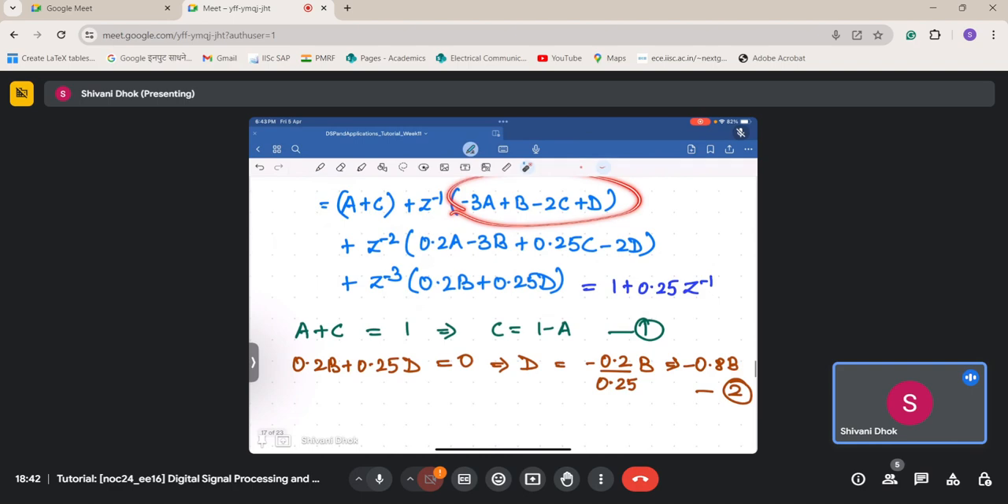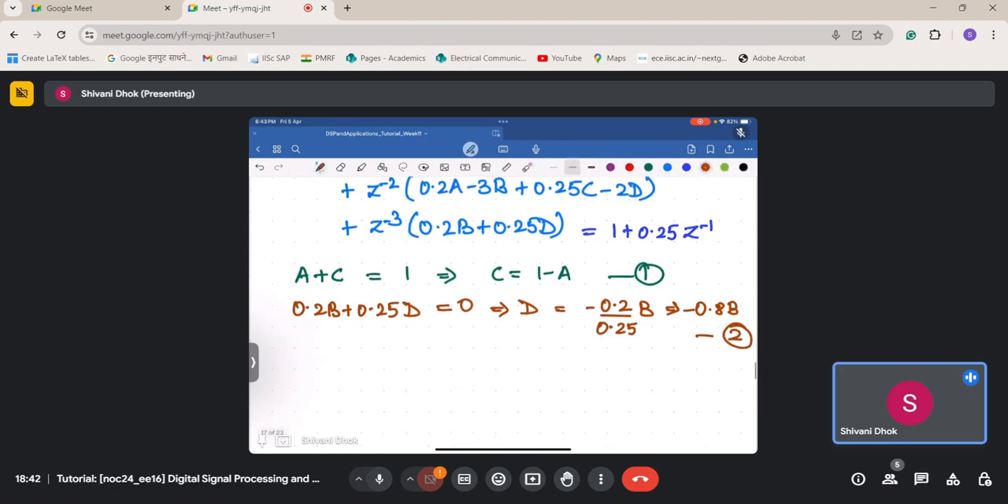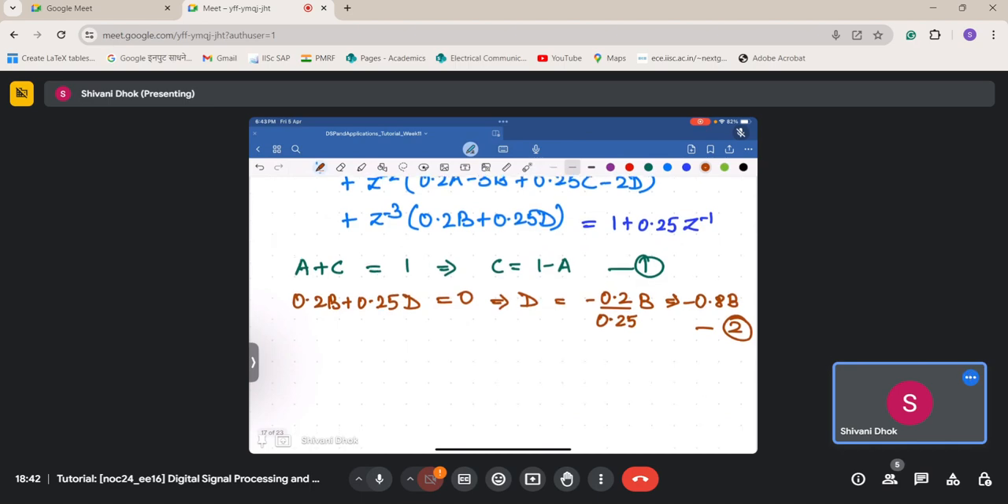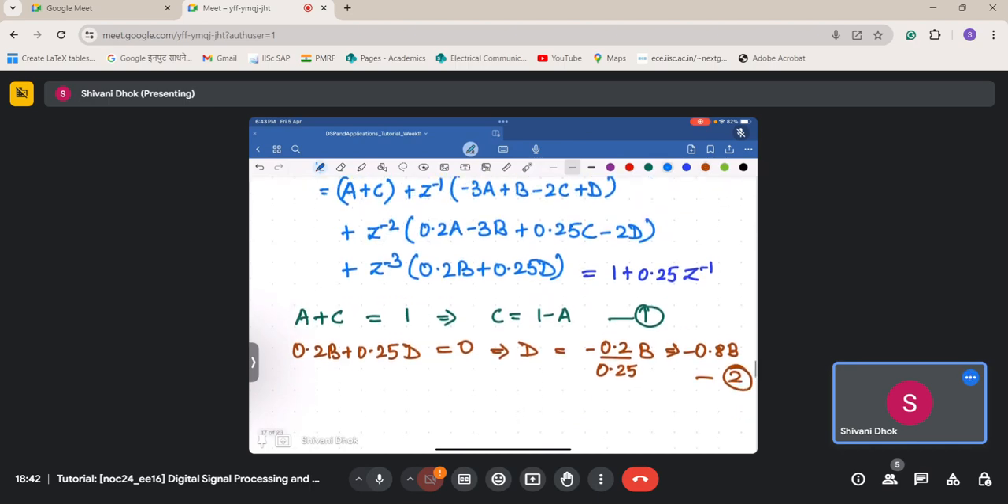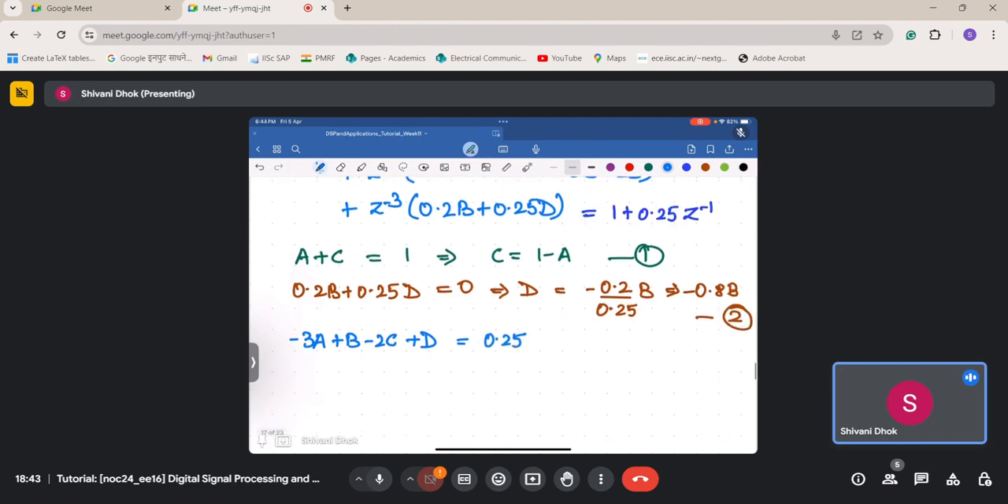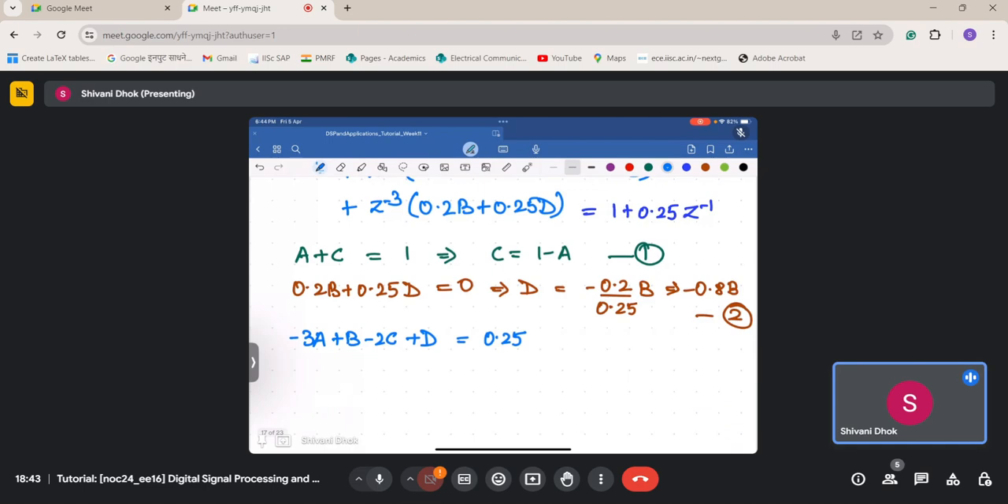So one is corresponding to z inverse and one is corresponding to z to the power minus 2. So from here, from the first term we have minus 3a plus b minus 2c plus d is equal to 1.0.25. So now what we will do is we'll reduce it to a two variable equation. So we'll substitute this 1 and 2 in this.